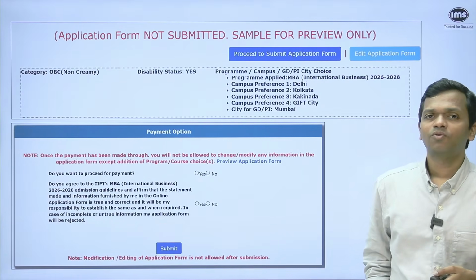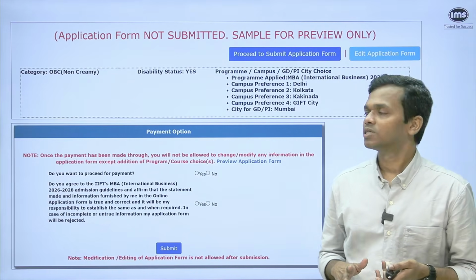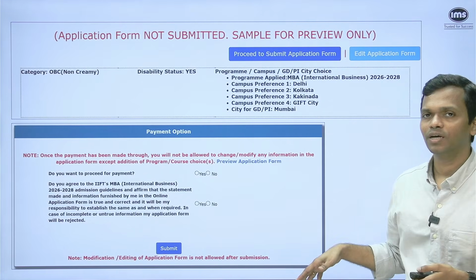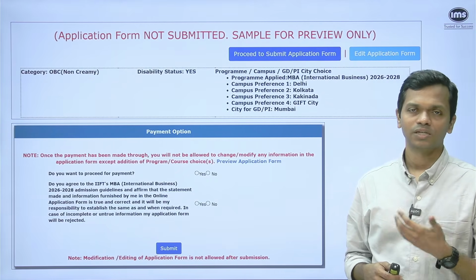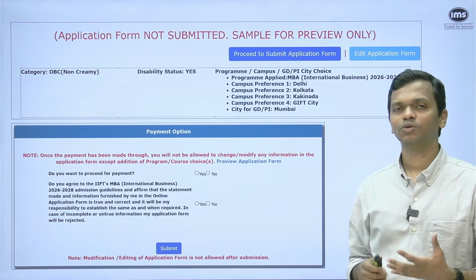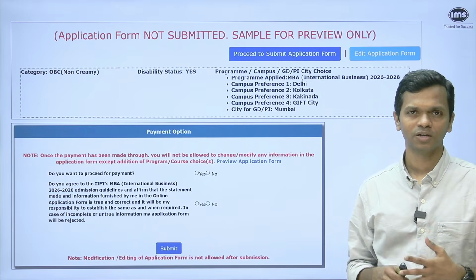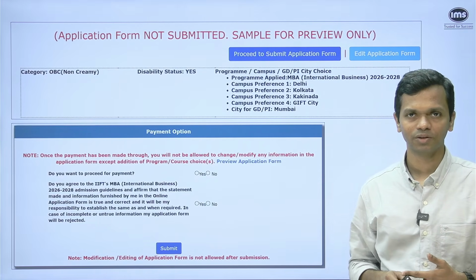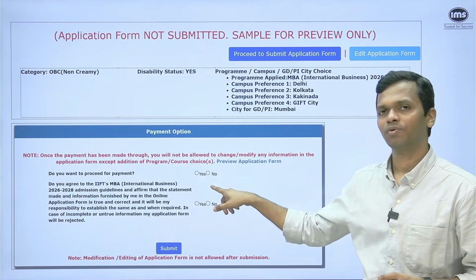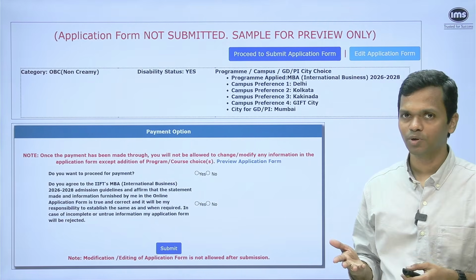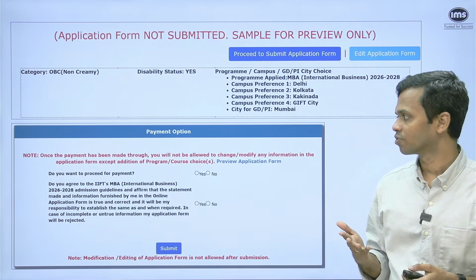So now the application form at this point of time has not been submitted. You need to go through the entire application form, so you can do a preview. And in that preview, if you spot a mistake, just rectify it. But make sure that you submit only after you have thoroughly checked all the entries that you have made in the form. Once you do this, it will ask you for payment. Do you want to proceed for payment? And post this, you'll not be able to make any changes. So be careful about this.